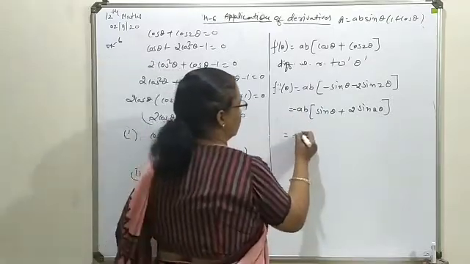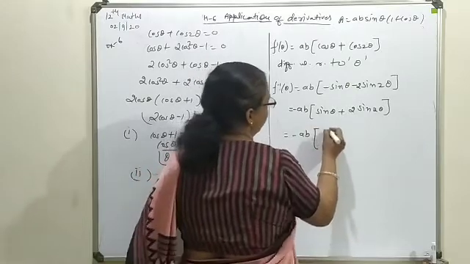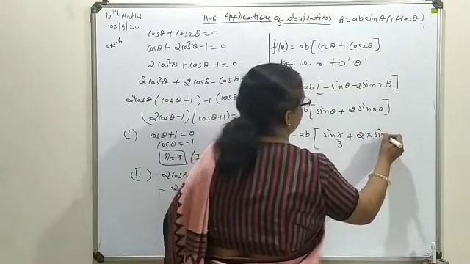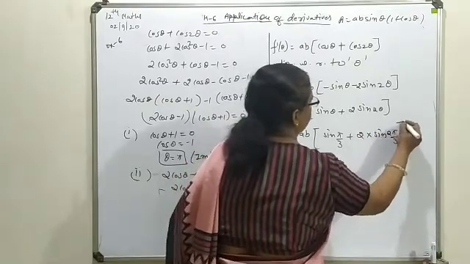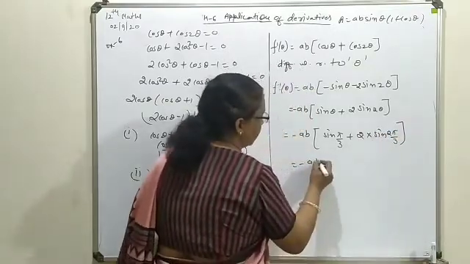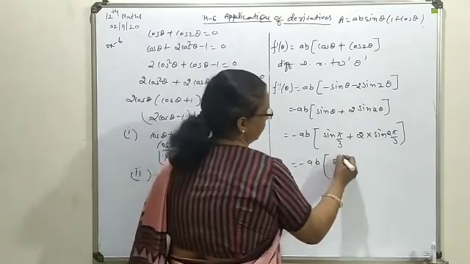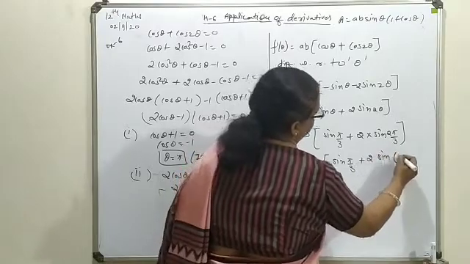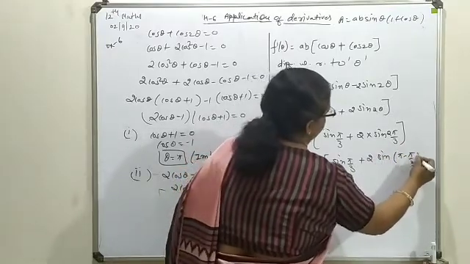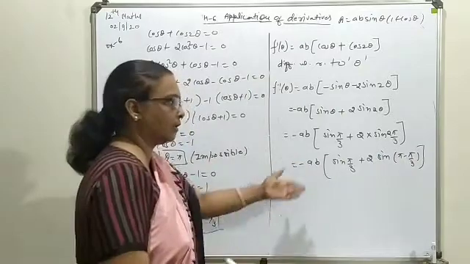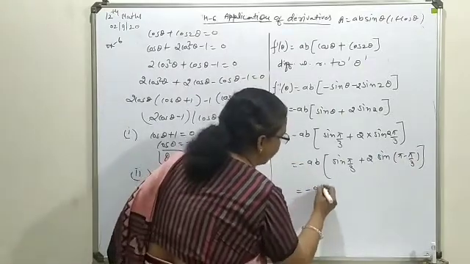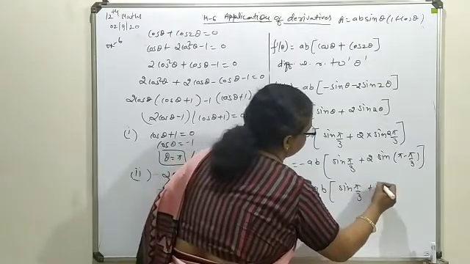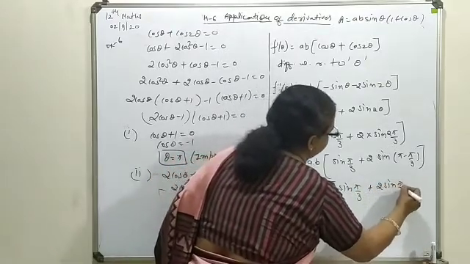So go for substitution here. Minus AB, sin of pi by 3 plus 2 into sin of 2 pi by 3. This you can express as pi minus pi by 3, means you are in the second quadrant, it will turn to a positive quantity. So minus AB, sin pi by 3 plus 2 sin pi by 3.